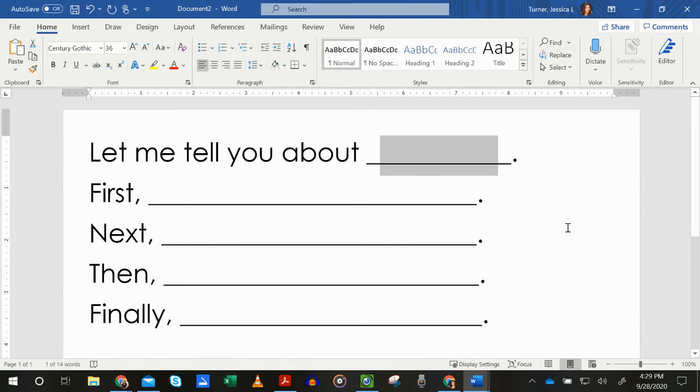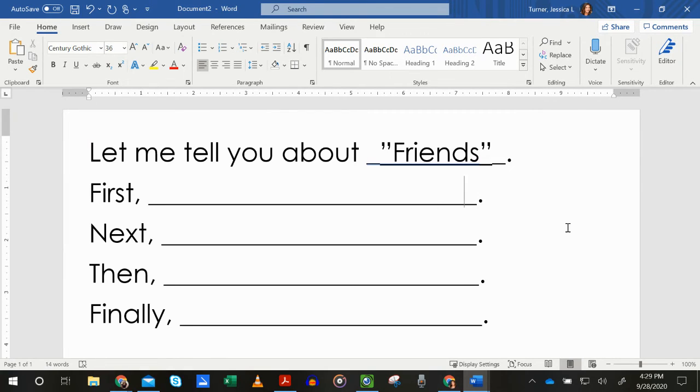So here is the topic, this spot that I marked in gray. So we know that this time we are going to talk about friends. So we're going to say, let me tell you about friends. And it gets a capital because it was a name. Okay, in fact, because it's a short story, we can put it in quotation marks too. Okay? So let me tell you about friends.